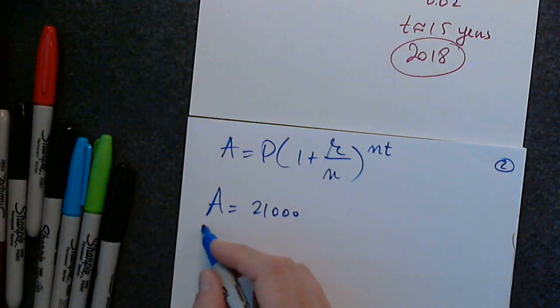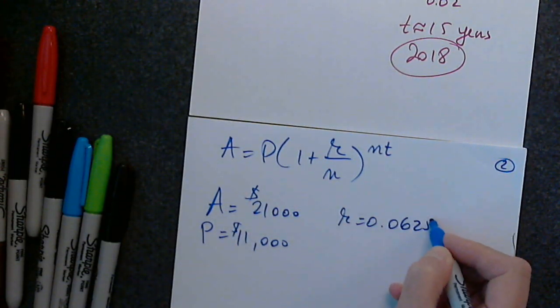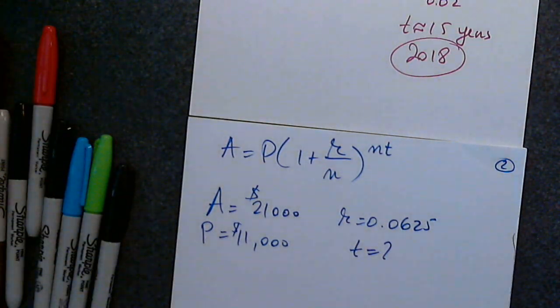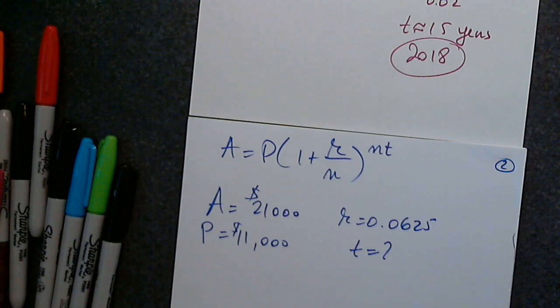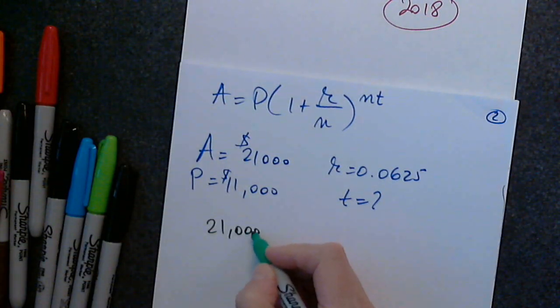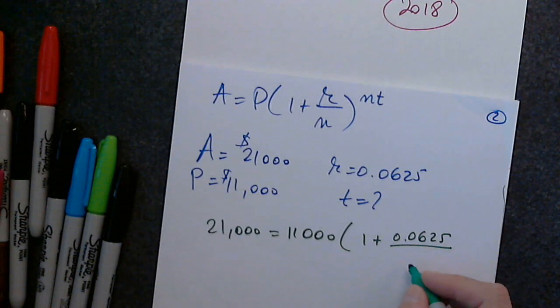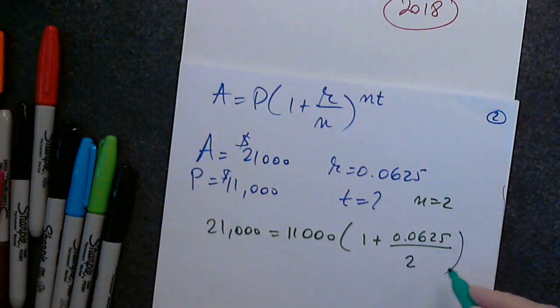So A equals 21,000, very good. Invested amount 11,000. And we are told that the interest rate is 0.0625. And we're asked what is the number of years. So then we have 21,000 equals 11,000 times (1 + 0.0625/2), and it was given to us that n equals 2, it's in the table. So then raised to 2t. Now we have the information to solve such an equation, which is an exponential equation. The exponent is the variable.